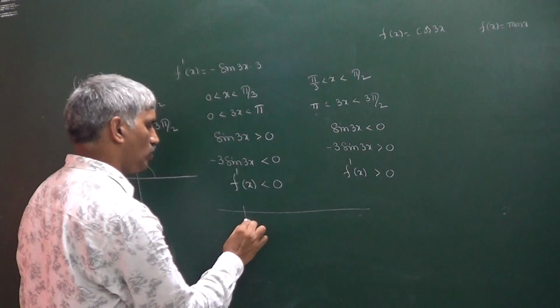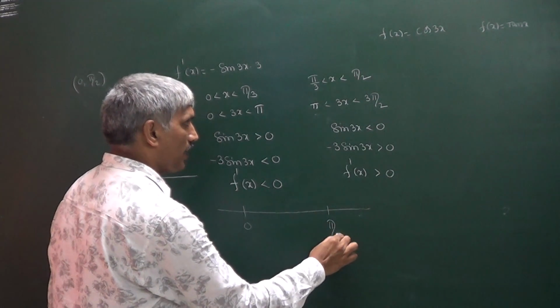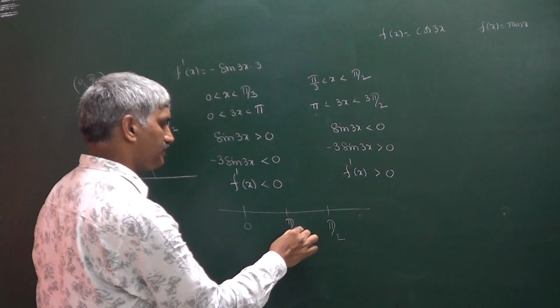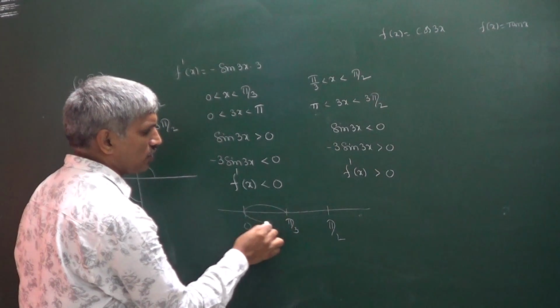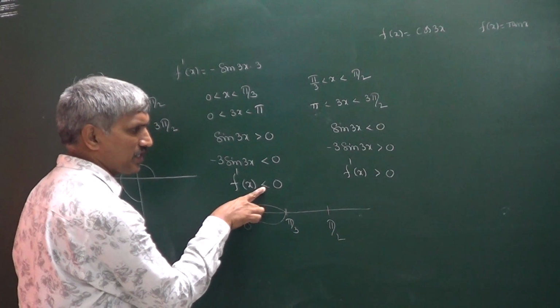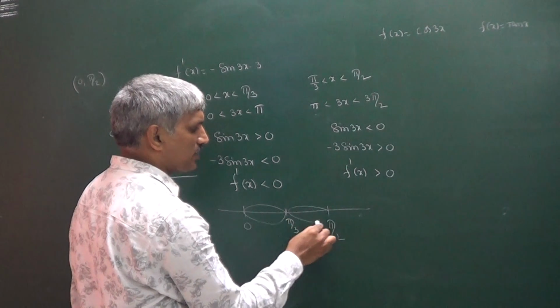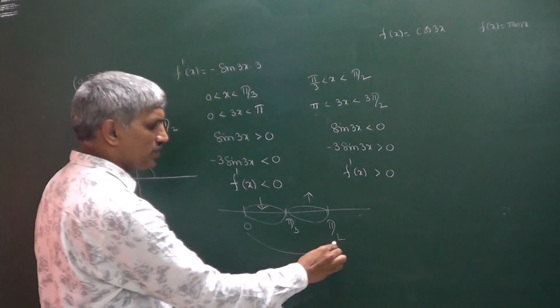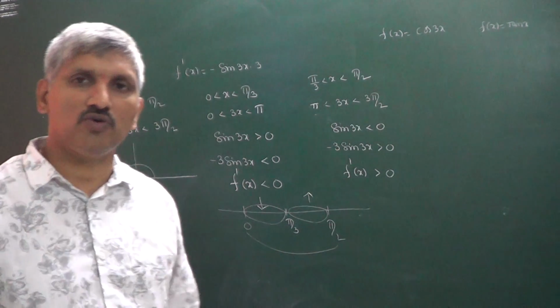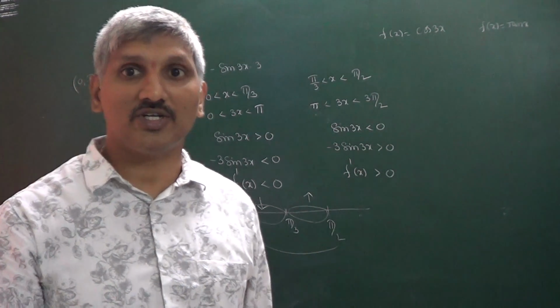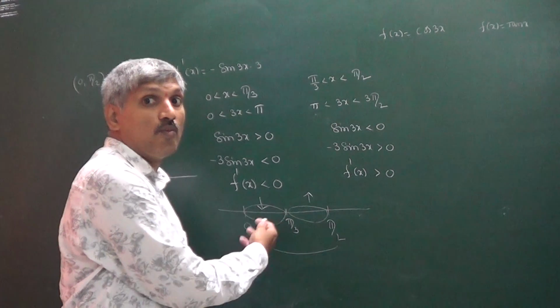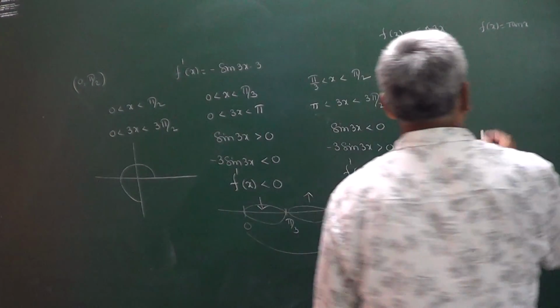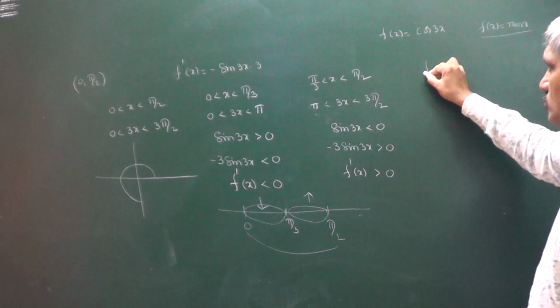So overall, what information did we get? This is 0 and we have pi by 2. In between, pi by 3 is there. So between 0 to pi by 3 we got strictly decreasing function. Between pi by 3 to pi by 2 we got strictly increasing function. Therefore, in the total interval 0 to pi by 2, the function is neither increasing nor decreasing, not a monotonic function. Next one, this is another one, f of x is equal to tan x.